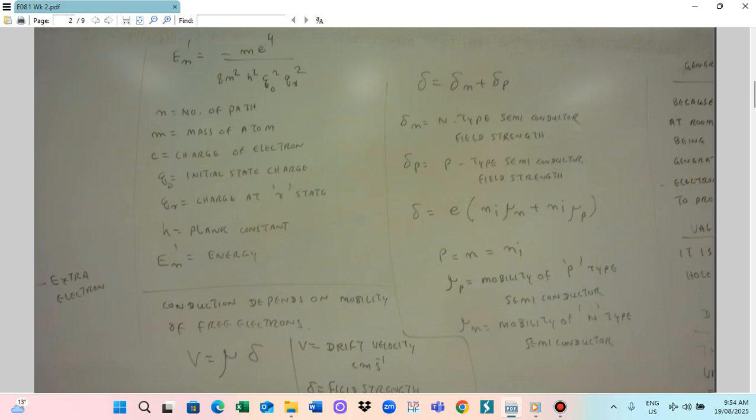The equation to calculate the mobility is v equals mu multiplied by the field strength. So this is the mobility equation. In this case, v is the drift velocity, in centimeters per second, the field strength is the electric field strength, and mu means the mobility.